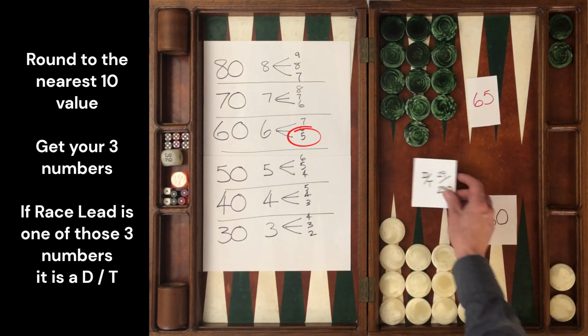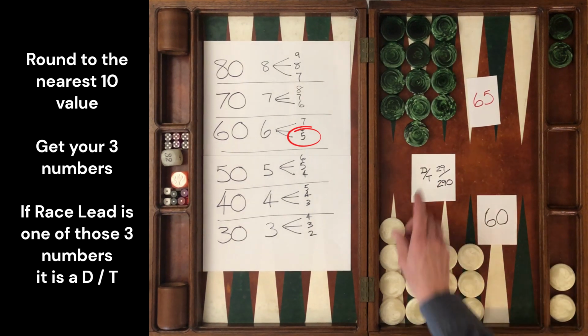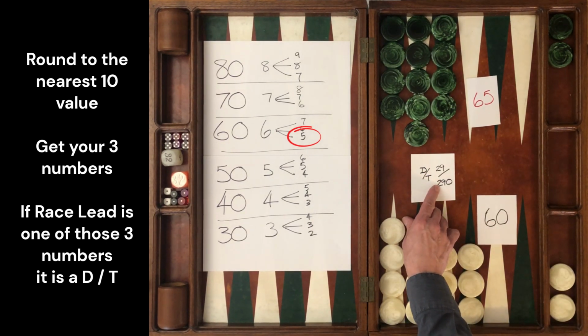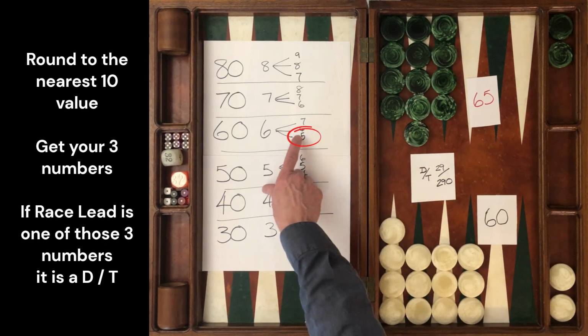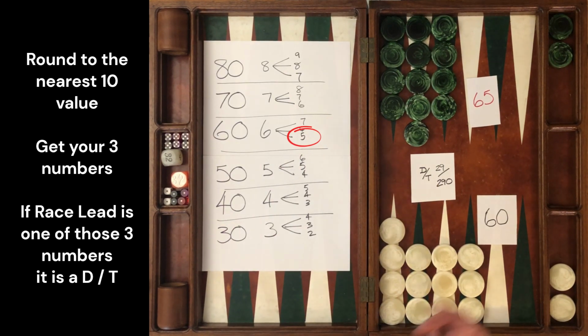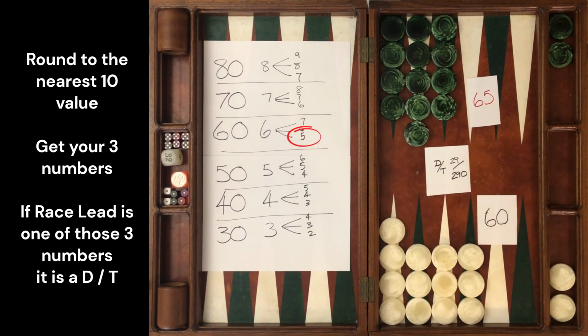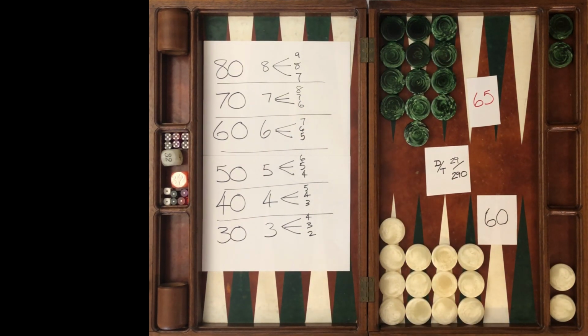And since we're at the bottom end, it should be a very strong take for our opponent. The actual answer is double take, and there is our very strong take from our opponent, which we knew because we were at the bottom of our range. But we met our criteria of one of the 3 numbers. We got a very quick answer without doing any math.